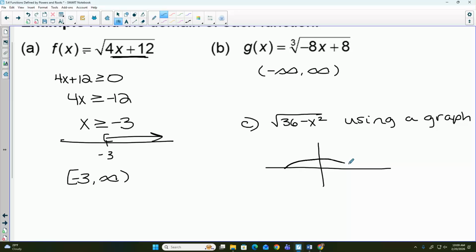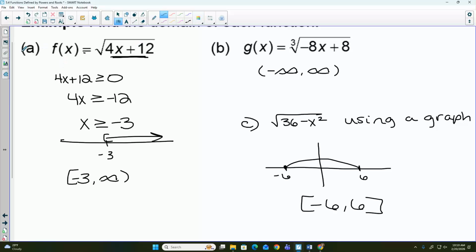So it looks something like this. Okay, where's this value? Negative 6. Where's this one? Positive 6, because negative 6 and 6 make it 0 inside. So my domain only exists between those, so negative 6 to positive 6.